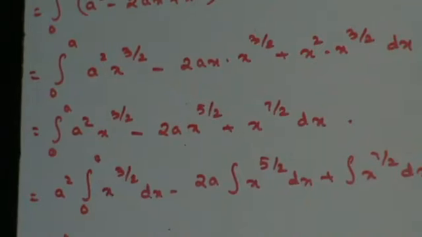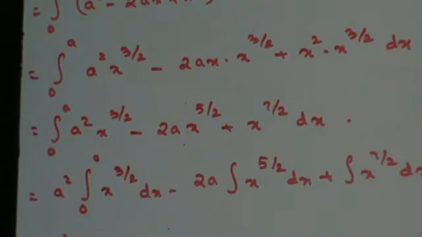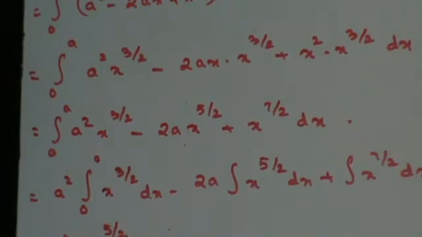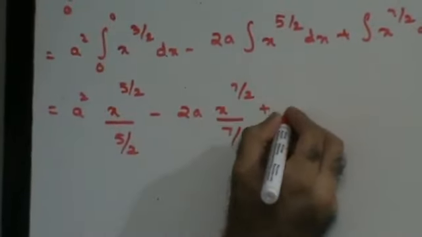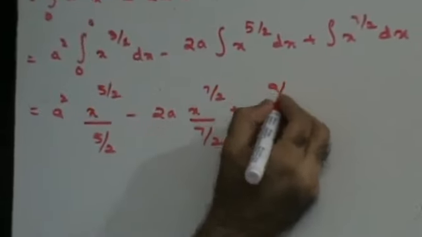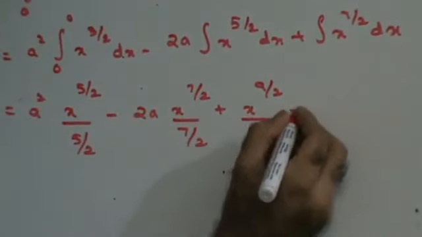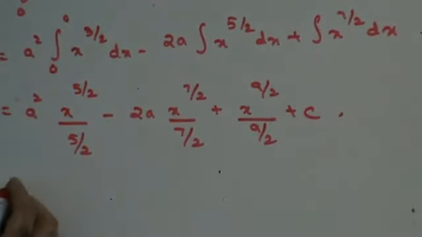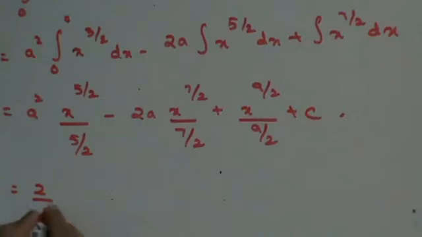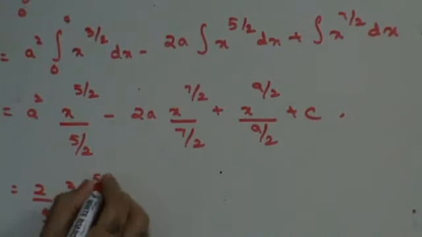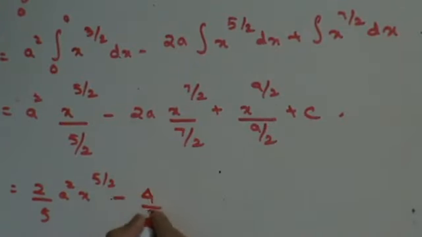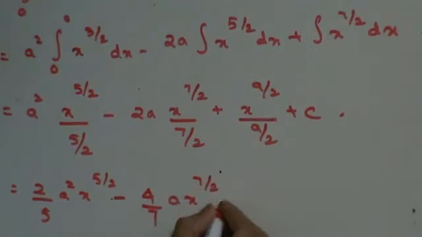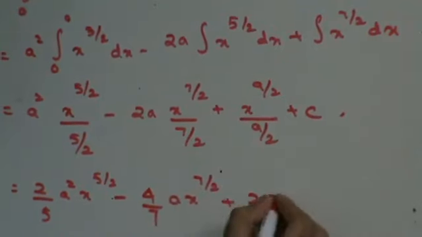Now x raised to 3 by 2 integrates to 3 by 2 plus 1, that is x raised to 5 by 2 upon 5 by 2, minus 2a x raised to 5 by 2 plus 1 is x raised to 7 by 2 upon 7 by 2, plus x raised to 7 by 2 becomes 9 by 2, plus c. So in that case you can say that this is nothing but 2 upon 5 a square x raised to 5 by 2 minus 4 upon 7 a x raised to 7 by 2 plus 2 upon 9 x raised to 9 by 2.